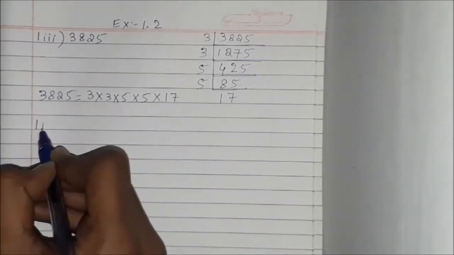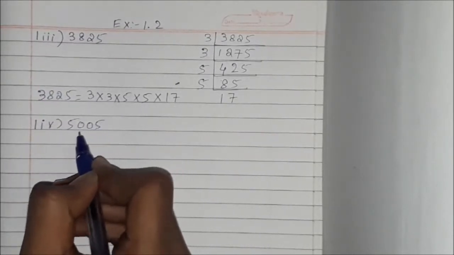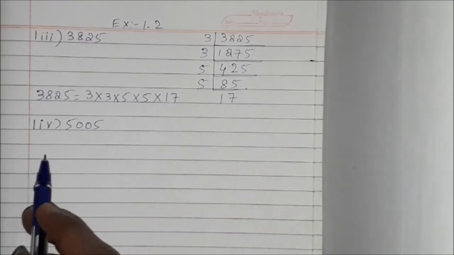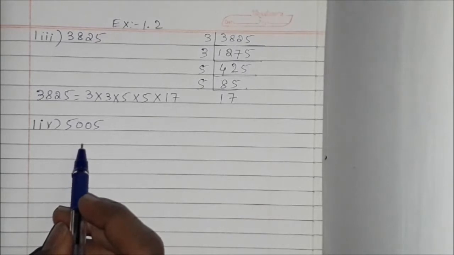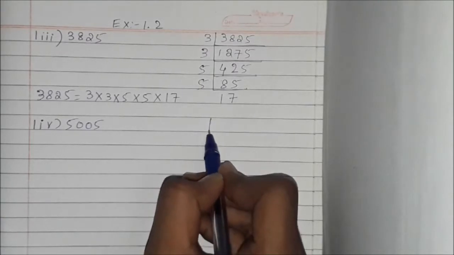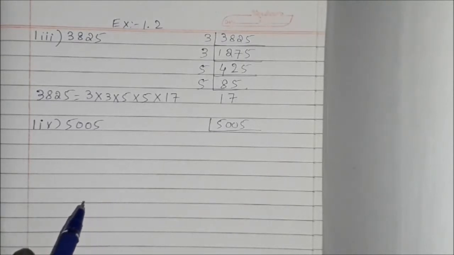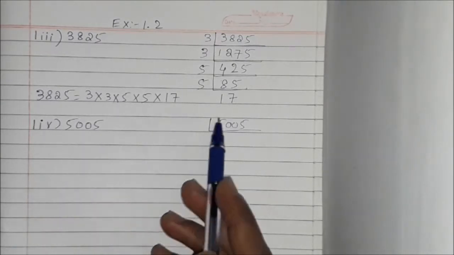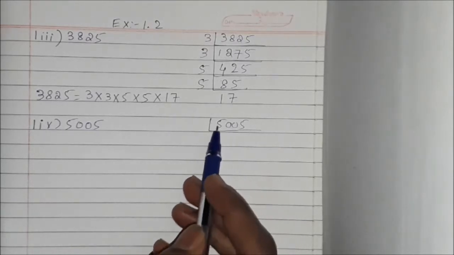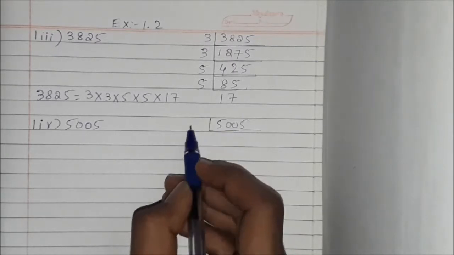Now first question, fourth part. 5005. Now we have to find the product of its prime factors. Now take this number and start dividing. Start with the smaller number. Since it is an odd number, it is not available in the table of 2. Now check in the table of 3. No, it will not go. In the table of 4. No, it will not go. Now check with the table 5. Yes, it will go.